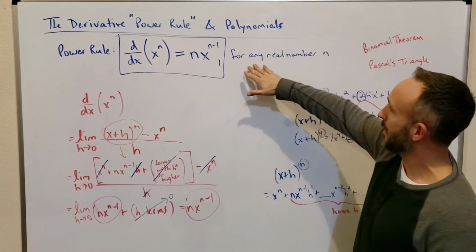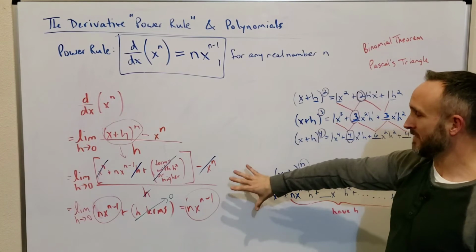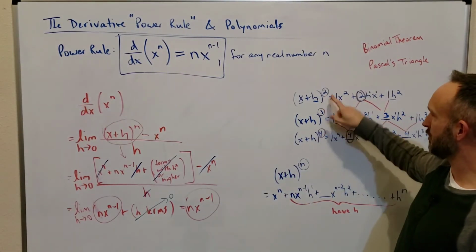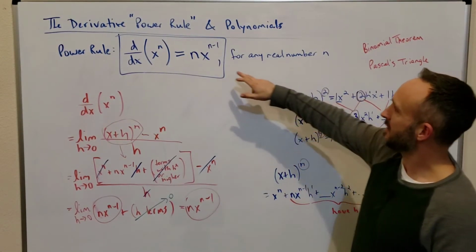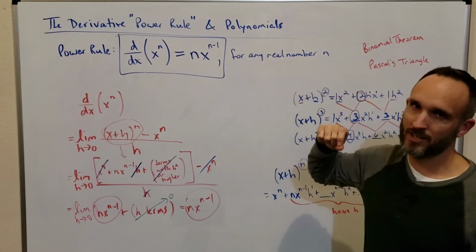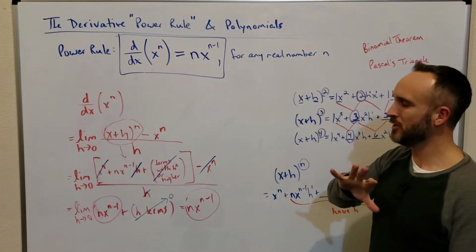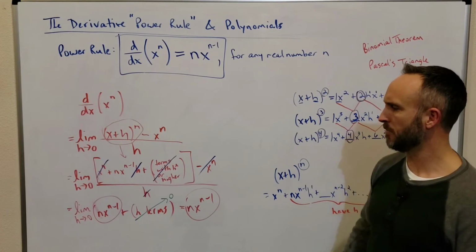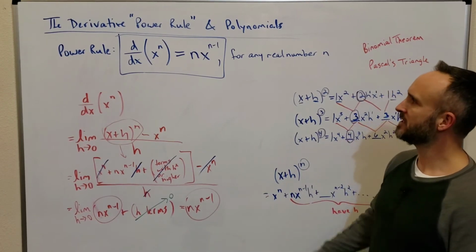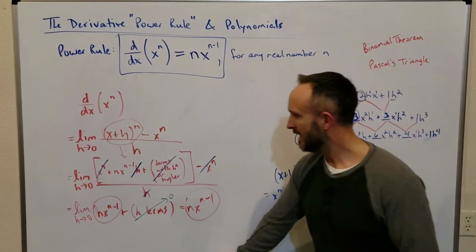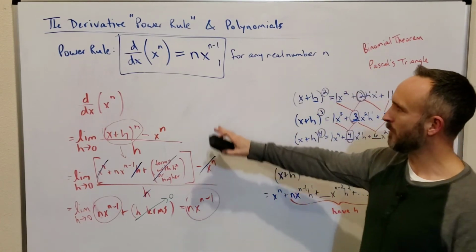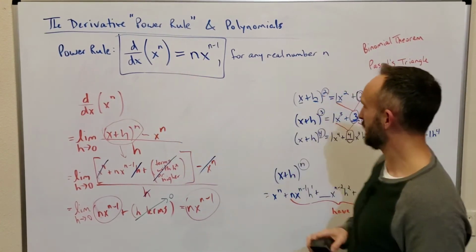The cool thing about the power rule, though, which we can't see based on this because we were assuming whole numbers or positive integers here, is that the power rule applies for any real number n. And we may look at that later on. You can see it using some logarithm stuff, but we're not quite ready yet. But this is the power rule. And now that we've seen why it works and we know the rule, let's practice with the rule so we can get a better handle on it.